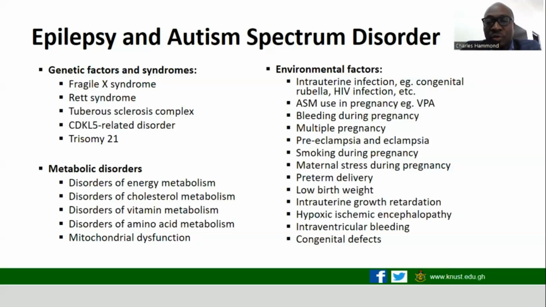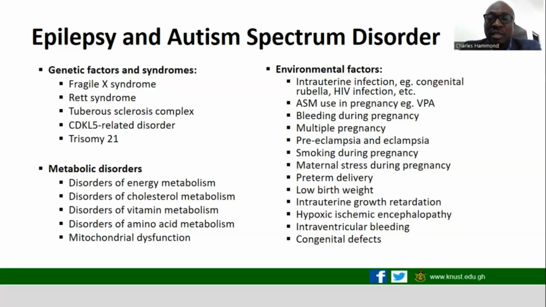Environmental factors are probably the most important to us, because they are the ones we can always work on to prevent the occurrence of these conditions. They include infections in utero, such as congenital rubella. As a matter of fact, TORCH infections and also HIV infections could also lead to both epilepsy and autism spectrum disorder. And then the use of anti-seizure medicines in pregnancy, especially if a pregnant woman uses valproate. That is also a recipe for developing the two conditions.